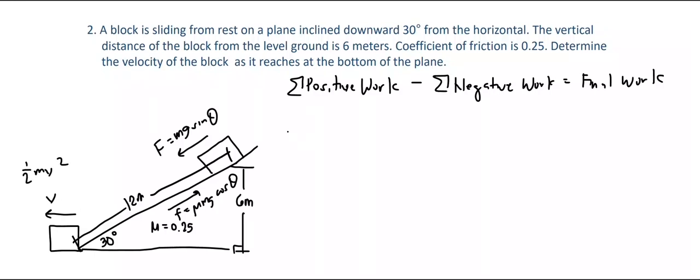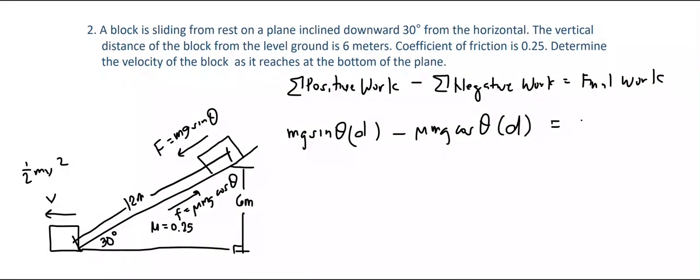So we have our positive work of mg sine theta multiplied by the distance d of 12 meters, minus the negative work due to friction, that is mu mg cosine theta times the distance d, equal to the final work of 1/2 mv squared. Now notice that m cancels because it is found in all expressions. Therefore, what is left for us to solve is just v, since the remaining variables are given.